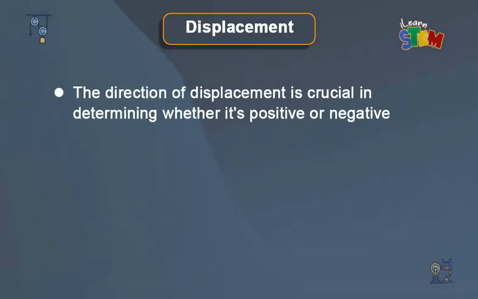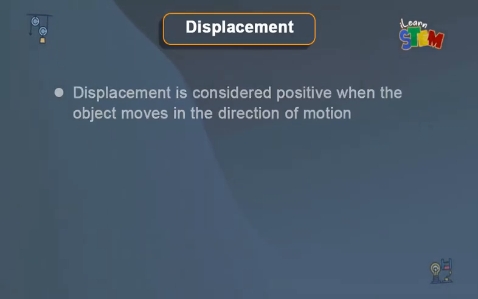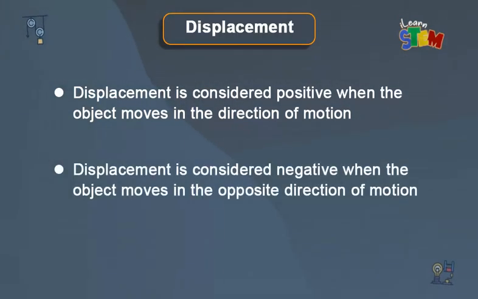The direction of displacement is crucial in determining whether it's positive or negative. Displacement is considered positive when the object moves in the direction of motion. In other words, if the object moves from point A to point B, and the direction from A to B is considered positive, then the displacement is positive. On the other hand, displacement is considered negative when the object moves in the opposite direction of motion. If the object moves from point A to point B, but the direction from A to B is considered negative, then the displacement is negative.